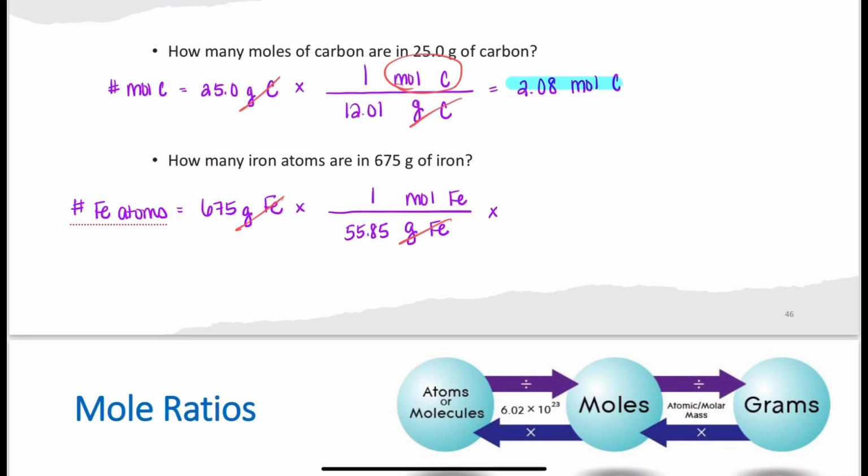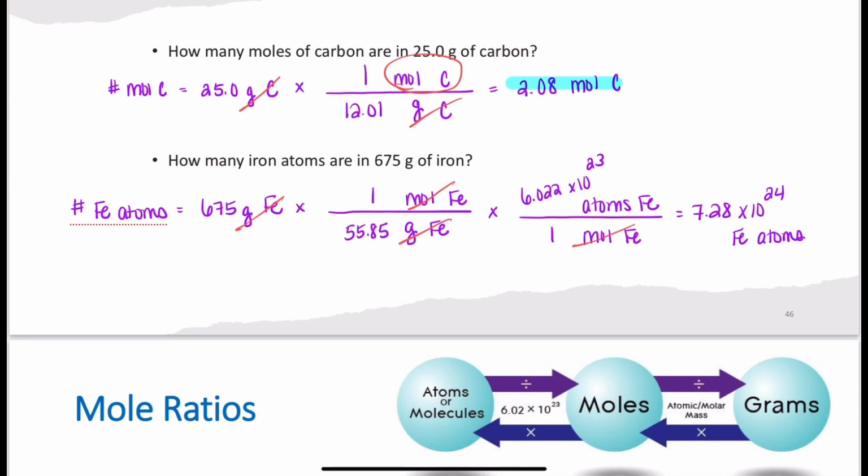Now I'm in moles of iron. I want to cancel my moles of iron and get to atoms of iron. Well, now I'm going to use Avogadro's number. I know 1 mole of anything is 6.022 times 10 to the 23rd of that thing. That cancels my moles of iron, gives me atoms of iron. I calculate this through and I get 7.28 times 10 to the 24 iron atoms.